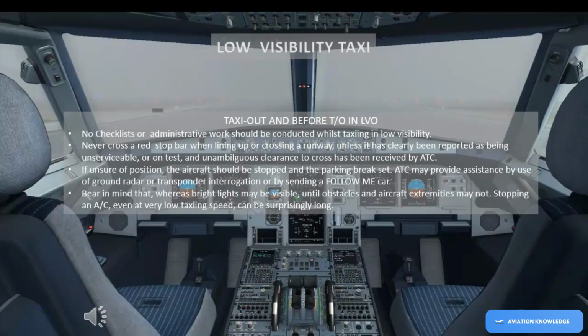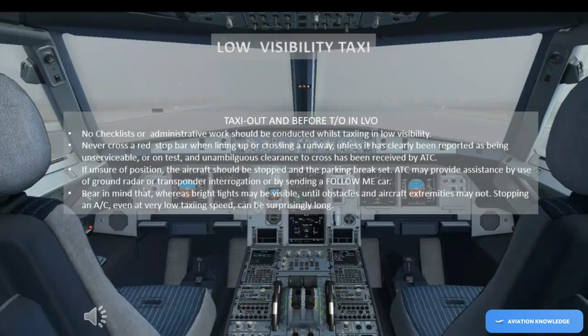No checklists or administrative work should be conducted whilst taxiing in low visibility. Never cross a red stop bar when lining up or crossing a runway, unless it has clearly been reported as being unserviceable or on test, and unambiguous clearance to cross has been received from ATC. If unsure of position, the aircraft should be stopped and the parking brake set. ATC may provide assistance by use of ground radar or transponder interrogation, or by sending a follow-me car.